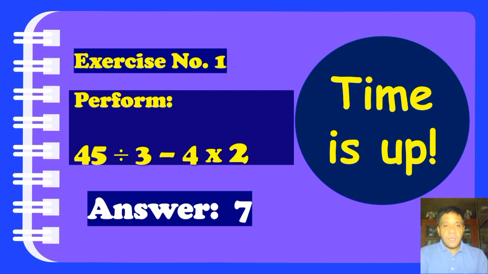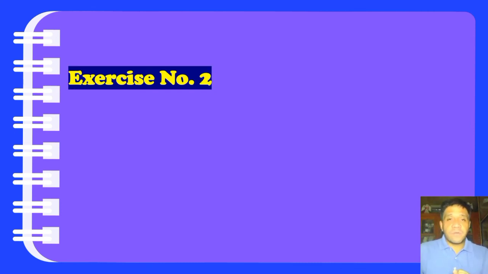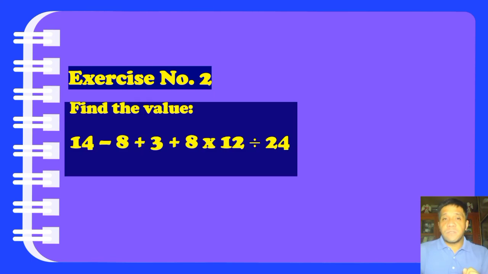Okay, let's proceed to another exercise. Exercise number 2: find the value. 14 minus 8 plus 3 plus 8 times 12 divided by 24. I repeat, 14 minus 8 plus 3 plus 8 times 12 divided by 24. Timer starts now.